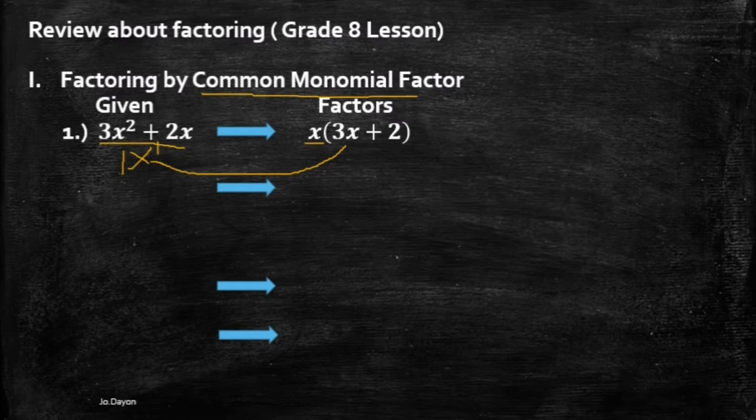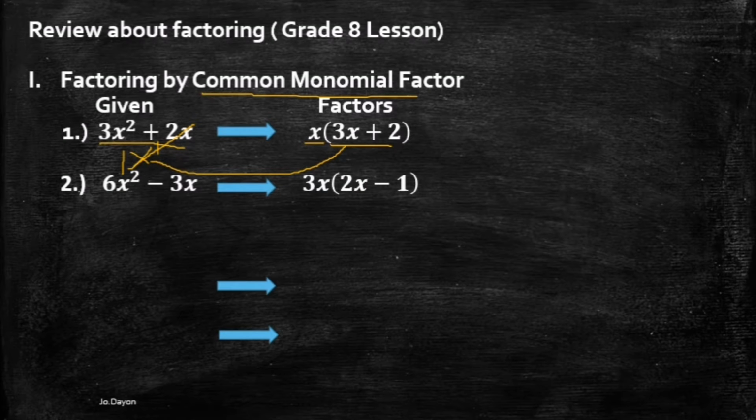Next, 2x divided by x. So the answer is 2. 2 divided by 1, that is 2. And x divided by x, that's already 1. We can cancel out x. So therefore, the factored form for this expression is x times the quantity of 3x plus 2.